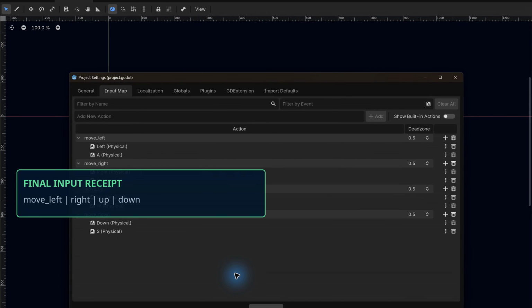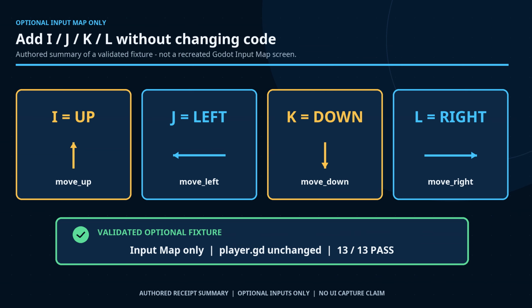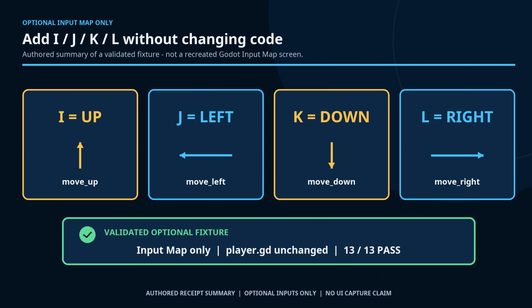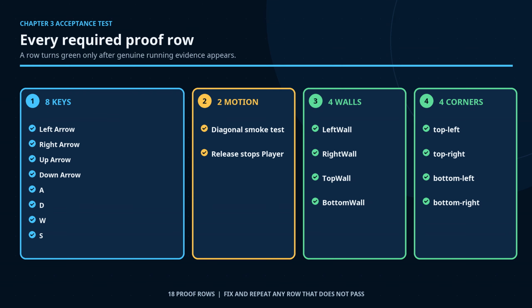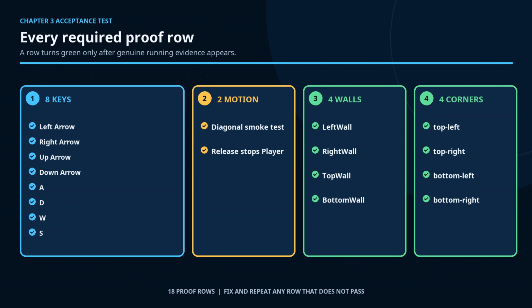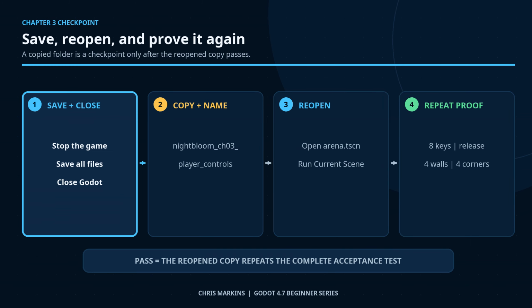After every required test passes, you may add the I, J, K, and L keys as extra input map events: J for left, L for right, I for up, and K for down. Test only those new keys and keep them if they help. Player.gd does not change. Stop, save, and close Godot.